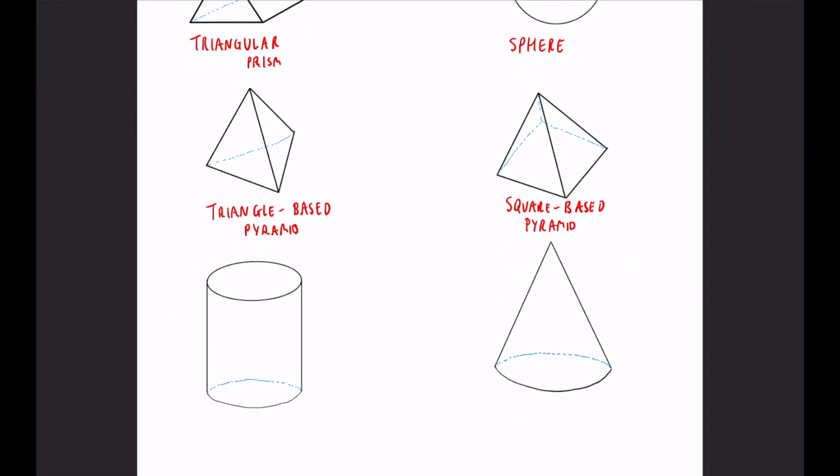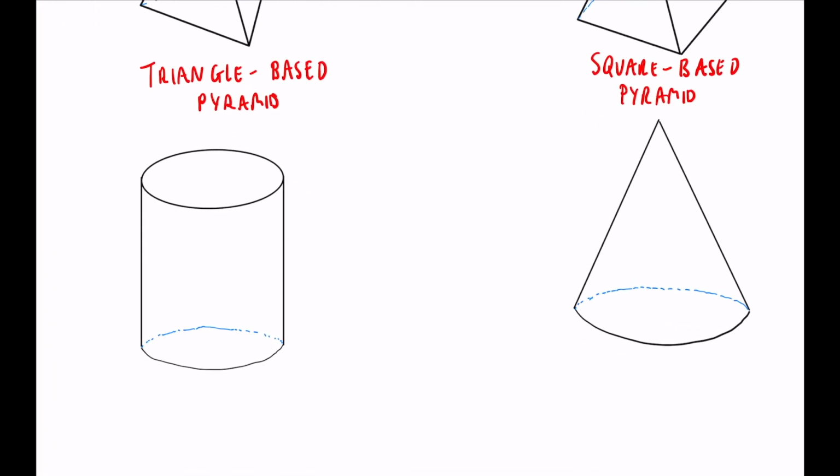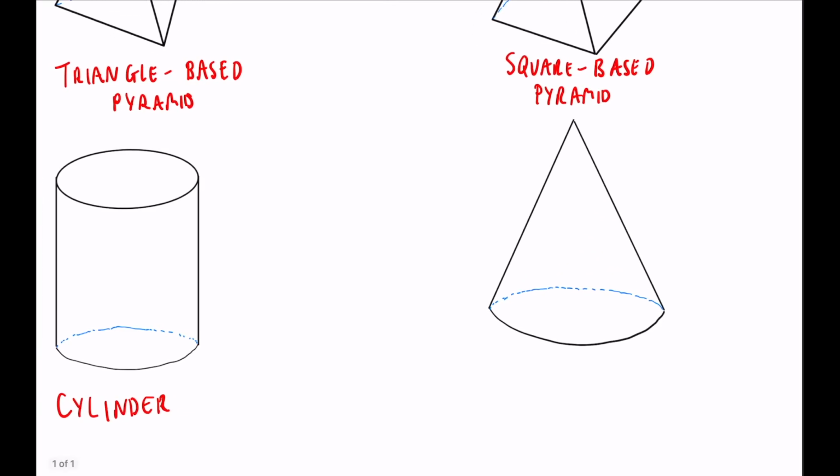And for the final 2, we have a cylinder. Again, most drinks cans are in the shape of a cylinder. We have a circle, a flat edge at the top and the bottom, and then a curved face around the middle. And finally, a cone.